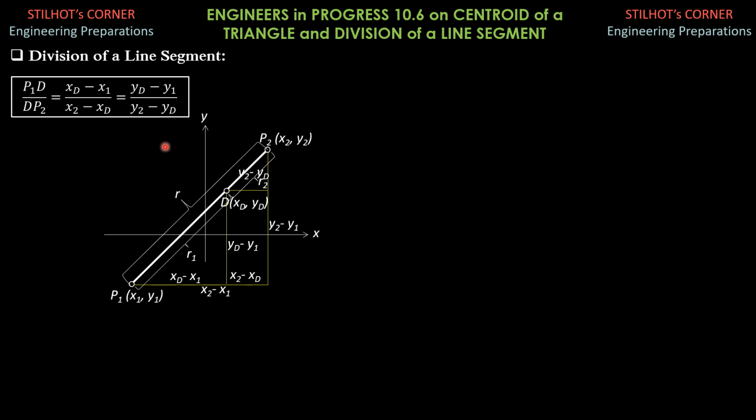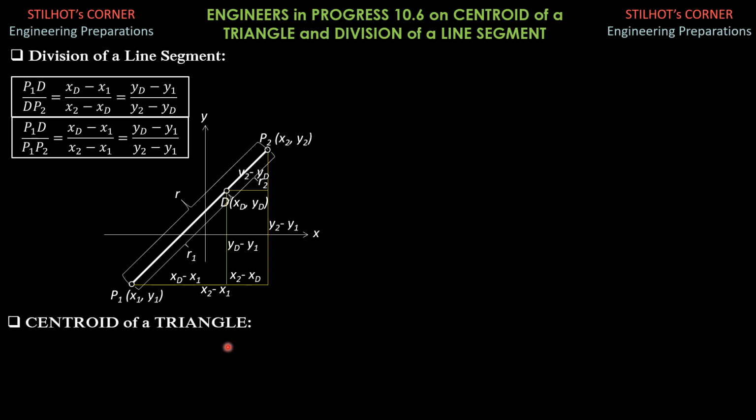So likewise for the ratio P1D to P1P2, it is equal to xD minus x1 over x2 minus x1, or yD minus y1 over y2 minus y1. So I also close my eyes. I will not apply this. I'll just remember similar triangles.